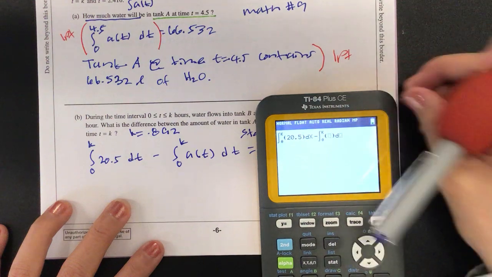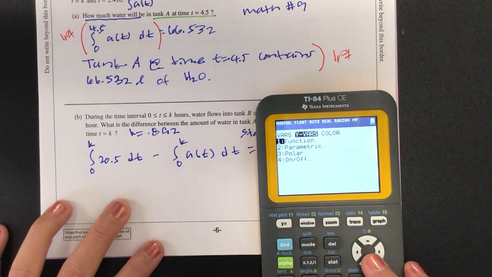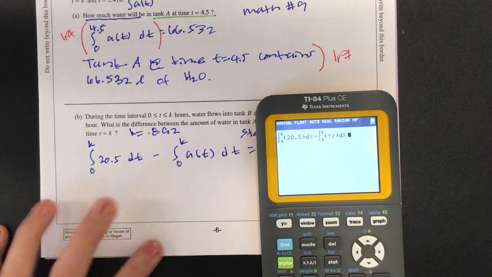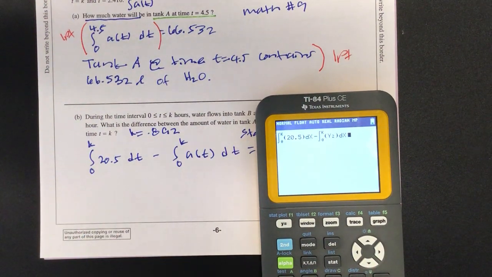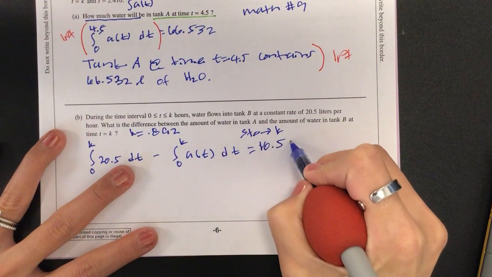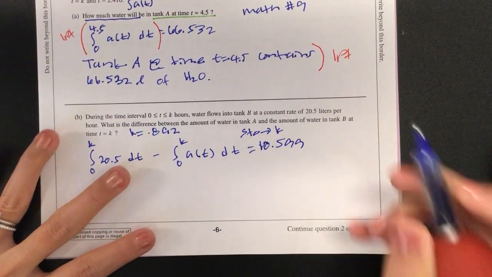We already saved our equation, so vars, Y-vars, function, and select Y2, dt or dx. Go ahead and press enter. Did you get 10 point something? Yep. So let's do 10.599, as a 10, not a 6.